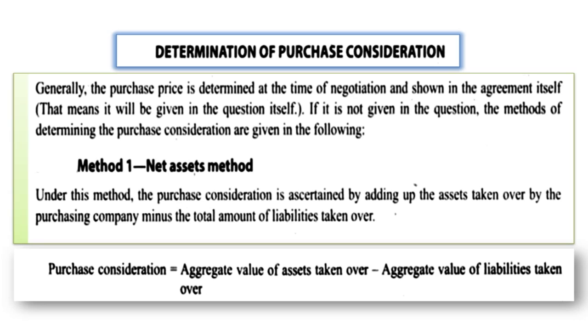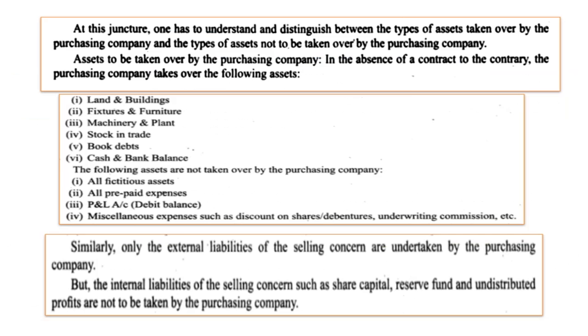Under this method, the purchase consideration is ascertained by adding up the assets taken over by the purchasing company minus the total amount of liabilities taken over. We see the formula: purchase consideration equals aggregate value of assets taken over minus aggregate value of liabilities taken over. At this juncture, one has to understand and distinguish between the types of assets taken over by the purchasing company and the types of assets not taken over by the purchasing company.